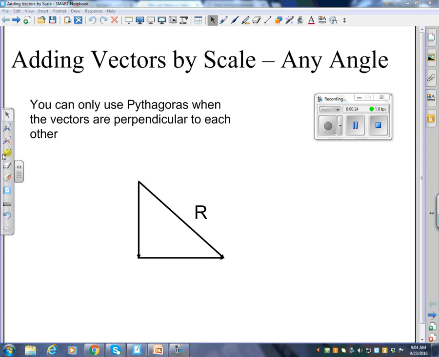Do you have that on your page? Okay. I cannot stress this enough. You can only use Pythagoras when the vectors are perpendicular to each other.